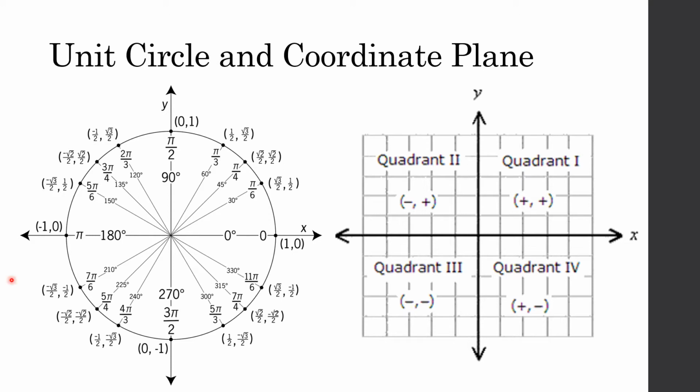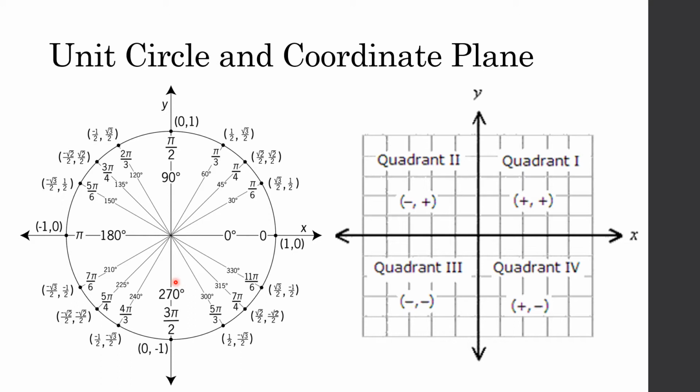So with the unit circle, I wanted to review that at the positive x-axis, you would be at 0 degrees. At the positive y-axis, you would be at 90 degrees. At the negative x-axis, you would be at 180 degrees, and at the negative y-axis, you would be at 270 degrees.